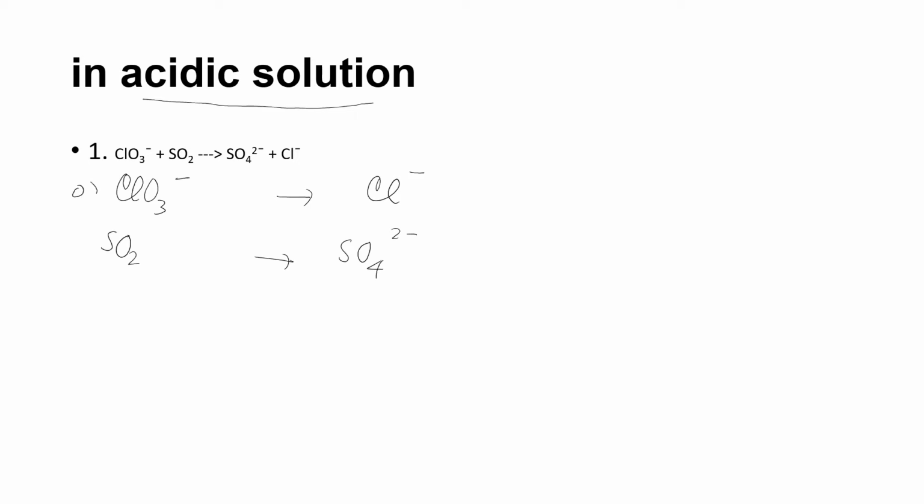We do the first. Here on the left hand side you have 3 oxygen. To balance, for the right hand side you add 3 H2O. Then you need to add hydrogen on the left hand side, plus 6H plus. After that we balance the charge.